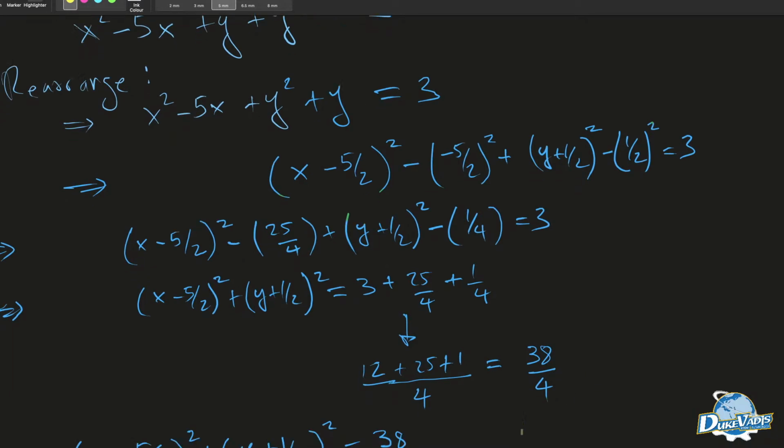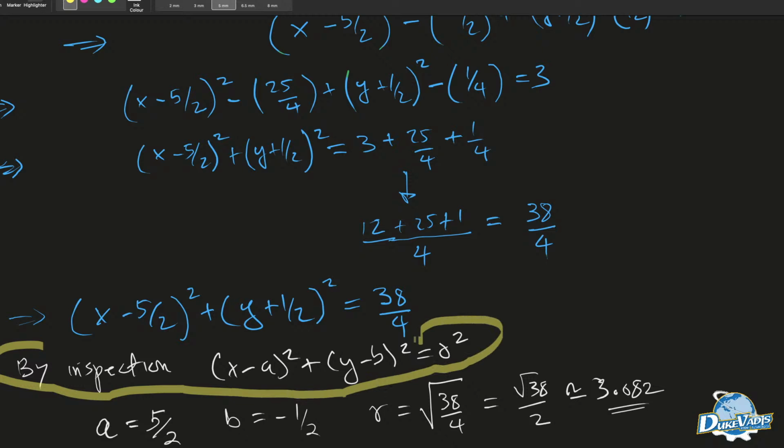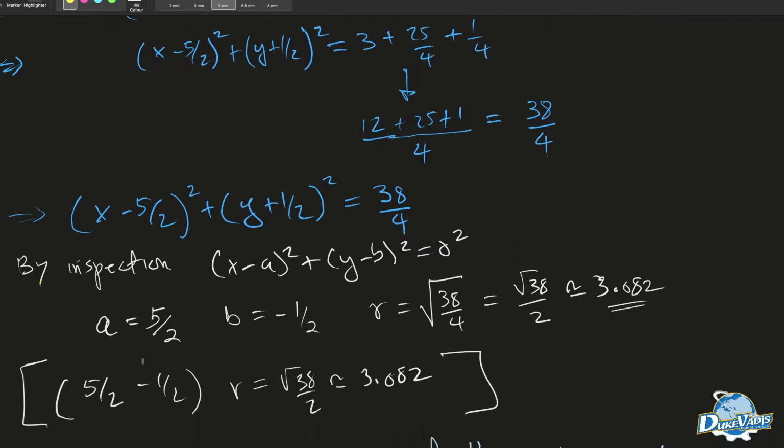You see, we know that this equation should take the form of this. So by inspection, x minus a squared plus y minus b squared equals r squared, which is the almighty equation of a circle. By inspection, we can have our value of a to be 5 over 2, b is that, and r is that. So this is the same answer we arrived at.